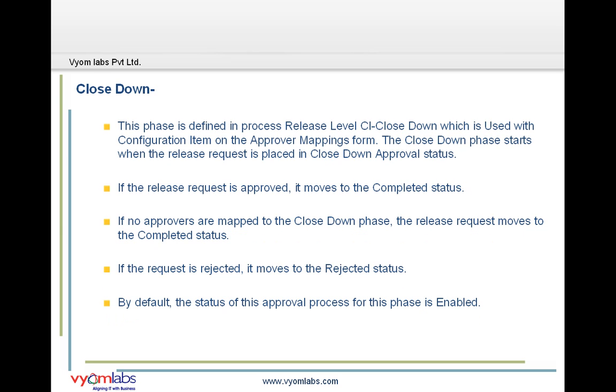And the last approval phase is the close down. It is also defined in the process release level CI close down, used with the configuration item on the approval mapping form. This phase starts when the release request is placed in the close down approval status. If that release request is approved, it moves to the completed status. And if no approvers are mapped to the close down phase, the release request moves to the completed status. By default, all these global approval phases are enabled.